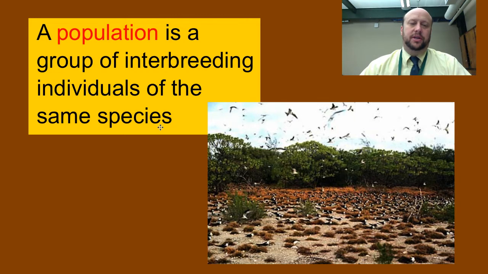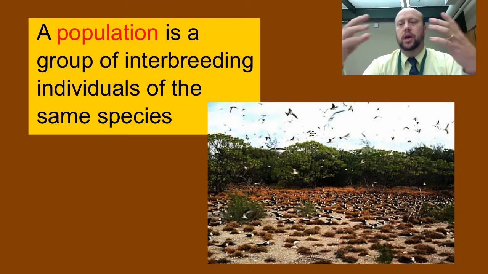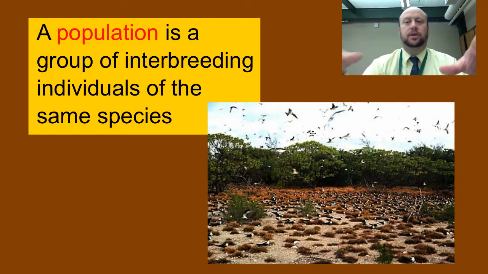So if you remember back to the beginning of the year, a population is basically a group of interbreeding individuals that are the same species. And so this group of seabirds here is a population altogether. They're all able to interbreed with each other, and particularly they're all in a specific area. Usually when we refer to a population, we're talking about a particular habitat or a particular ecosystem or a particular sub-area within a biome.